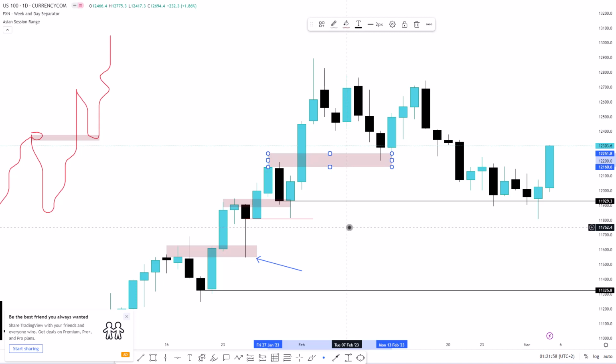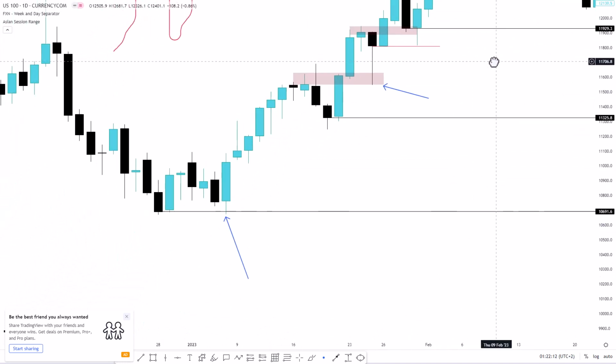For the first time, we talked about the rejection block. And as of now, I believe everyone understands why NASDAQ is buying from here. Everyone understands why NASDAQ was buying from here.